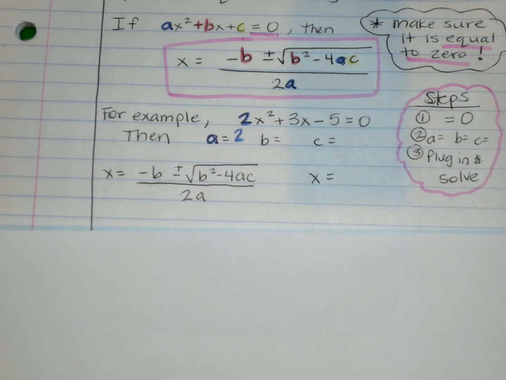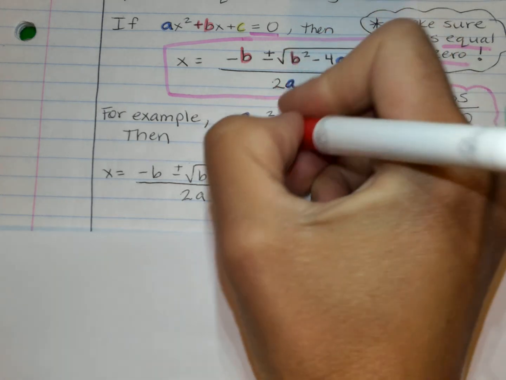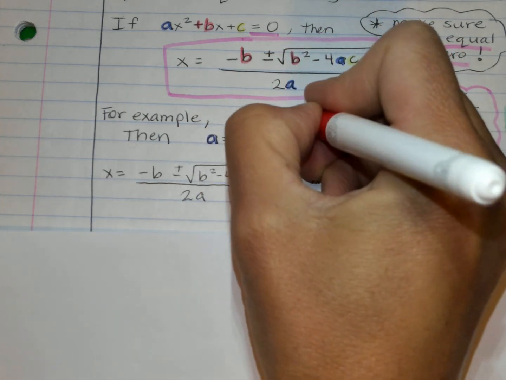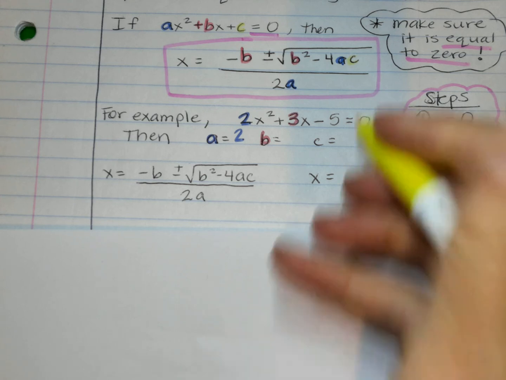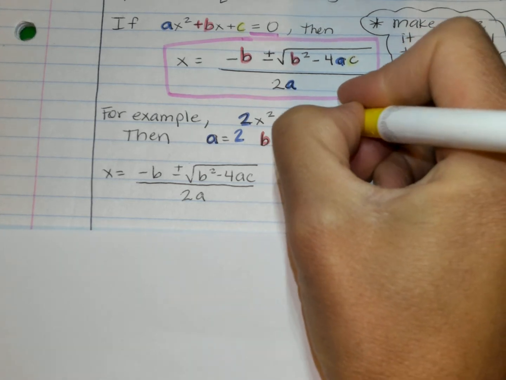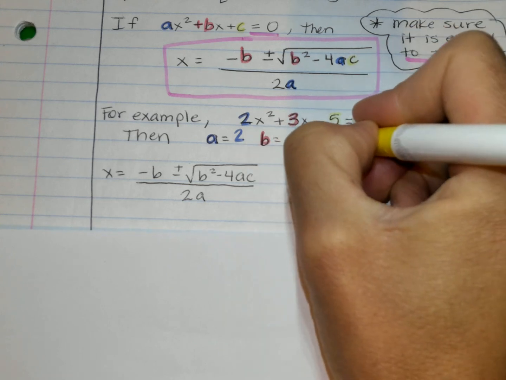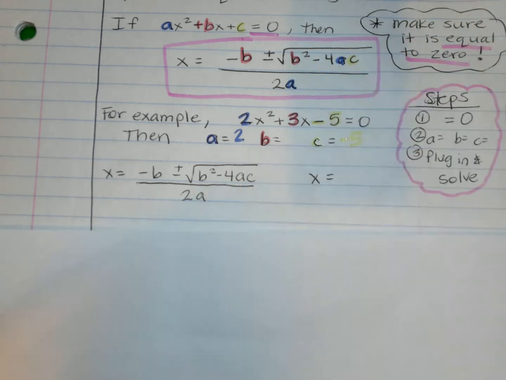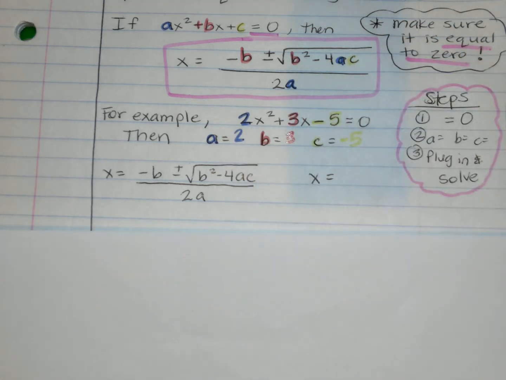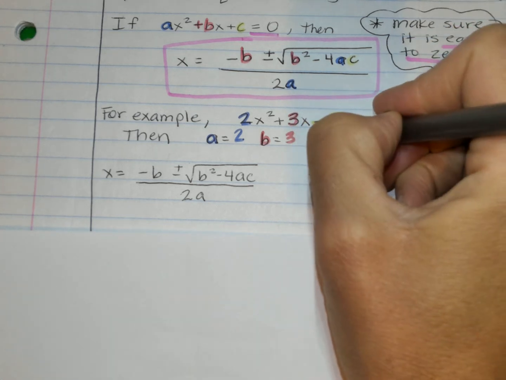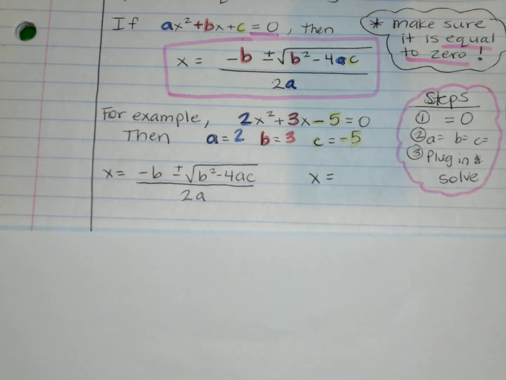And then I have my B. My B value is 3. And then my C value, take the sign in front. It's -5. Oops, I forgot to write that. It's hard to see the -5, so I'm going to also write it in pen. There. Okay. So those are my A, B, and C values, and then I just have to substitute them in.